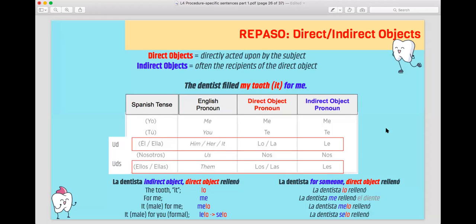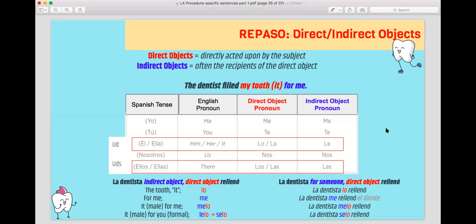So if you wanted to say the tooth in the third person or refer to it as it, well, the tooth, diente, singular, is male. We look in the column for direct object pronoun because it's being acted upon. And we know it's not la because it's not a feminine noun. We know it's lo. So we would use lo for tooth here. La dentista lo rellenó. The dentist filled the tooth, or the dentist filled it is what we're literally saying here, because lo is replacing the specific word, the tooth.